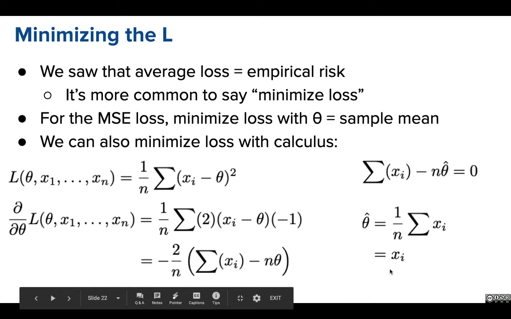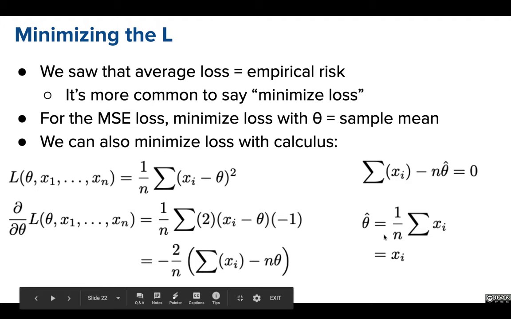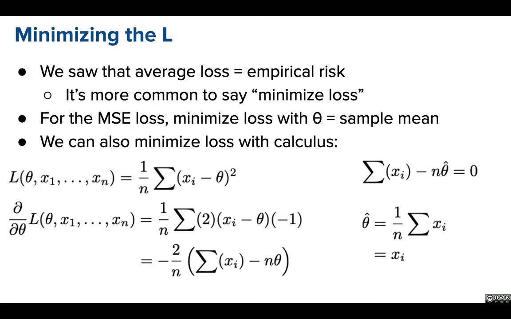It's supposed to be, I believe, bar. It's supposed to be x bar. I apologize. But you can imagine with me here that this right here is x bar instead of x sub i. So it's good that we have confirmation through calculus that the minimizing theta, minimizing the loss, is the same as minimizing the risk, and we get the same result, which is theta hat should be the mean of my sample points.